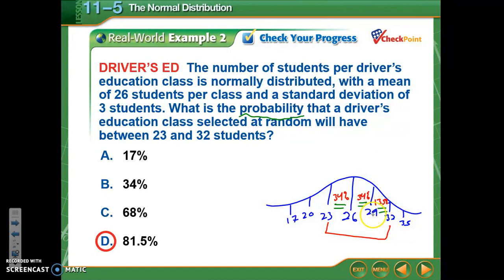And then to get to 32, I have to go another standard deviation, and the percentage there is 13.5%. So notice they're not asking the number of students, they're asking the probability. So if I select a class at random, the probability of it having between 23 and 32 students is 81.5%.